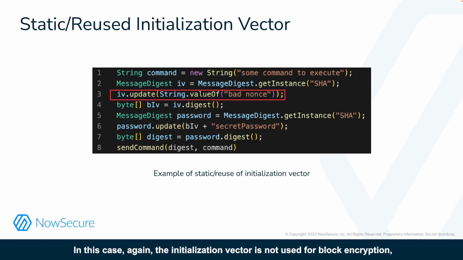In this case, again, the initialization vector is not used for block encryption, but is used as part of a one-way encryption for a secret password. We are using the SHA algorithm to hash the password, but the randomness is not random. The password is hashed, but we are not introducing something random. In this case, the initialization vector is set to a static value of the byte version of bad nonce. The second problem here, again, is that the initialization vector, or that something random, is hard-coded inside the source code.